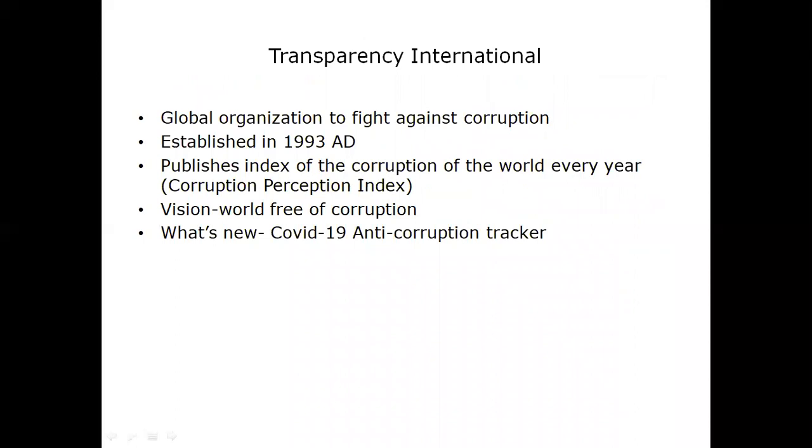So, a global organization working to fight against corruption is Transparency International. It was established in 1993, and every year it publishes an index, a corruption perception index, that shows the position of corruption of countries around the world. It sees a vision of a world free of corruption, and recently, in the time of COVID-19 pandemic, it's working on an anti-corruption tracker to track countries and how countries are mobilizing or utilizing the funds they receive to battle COVID.